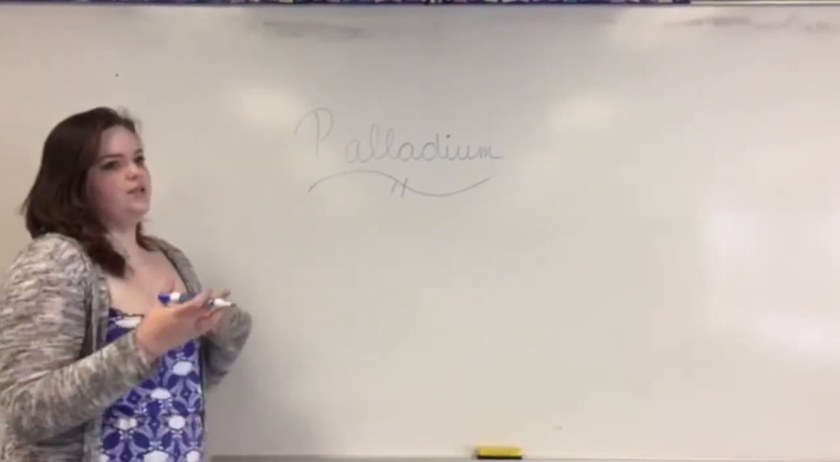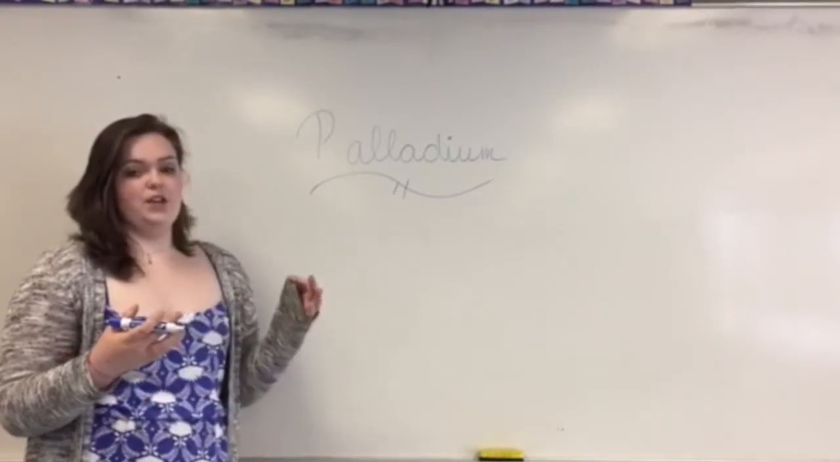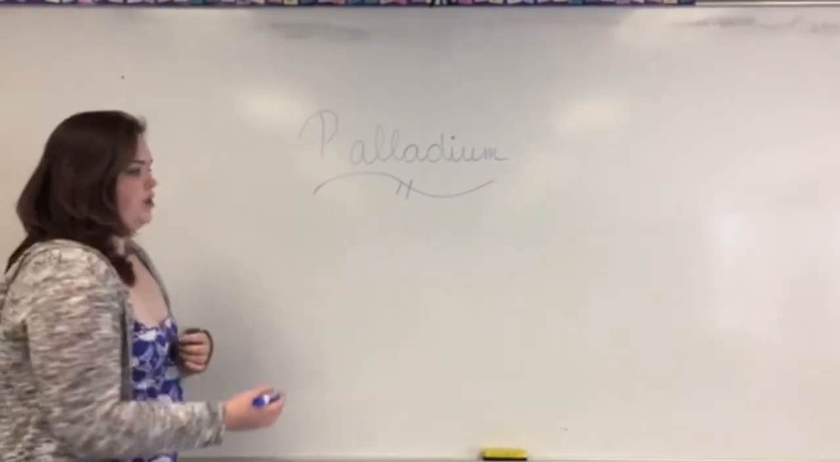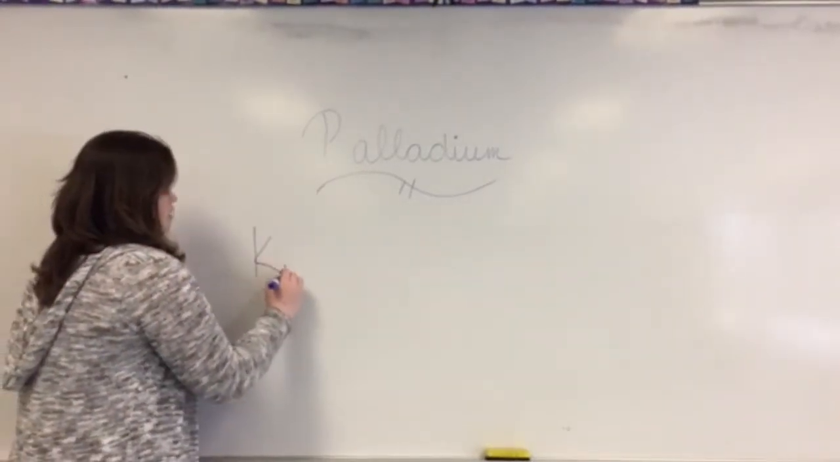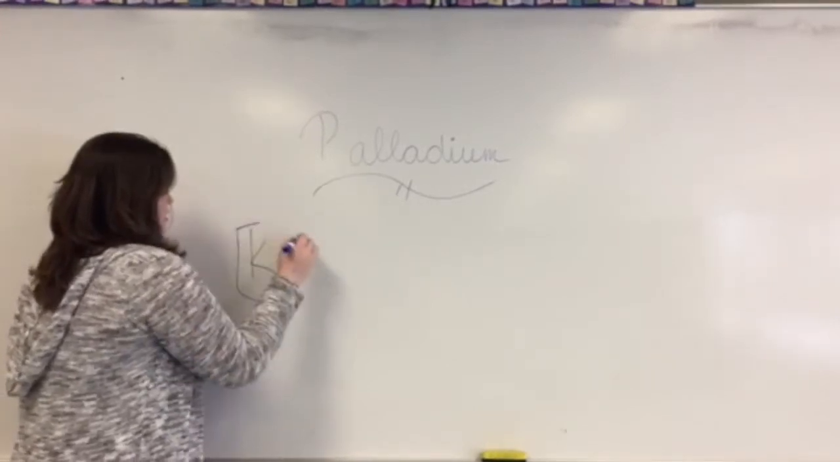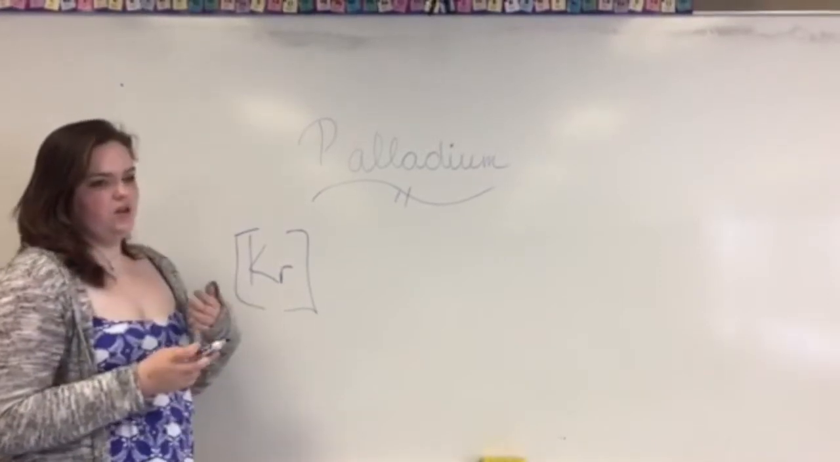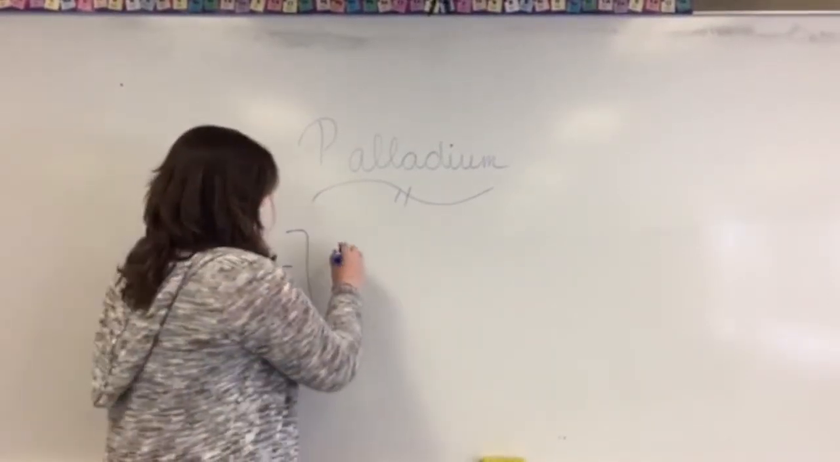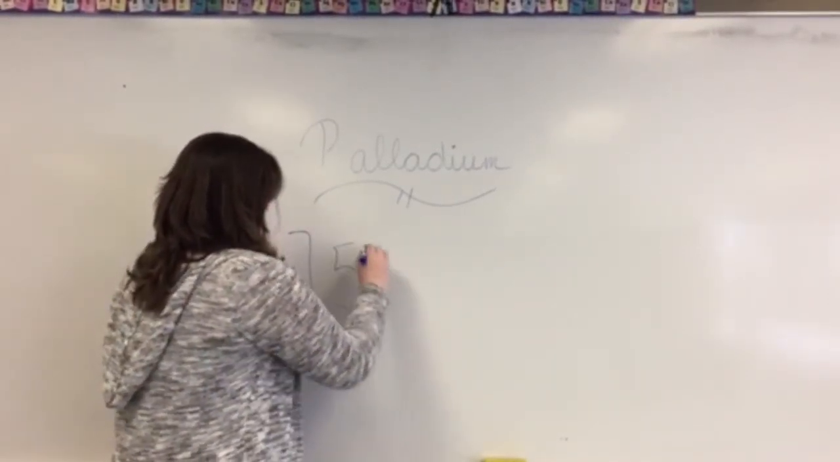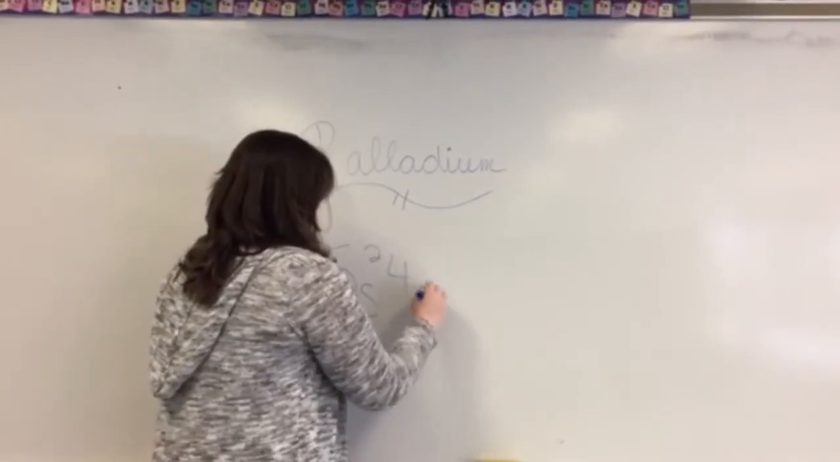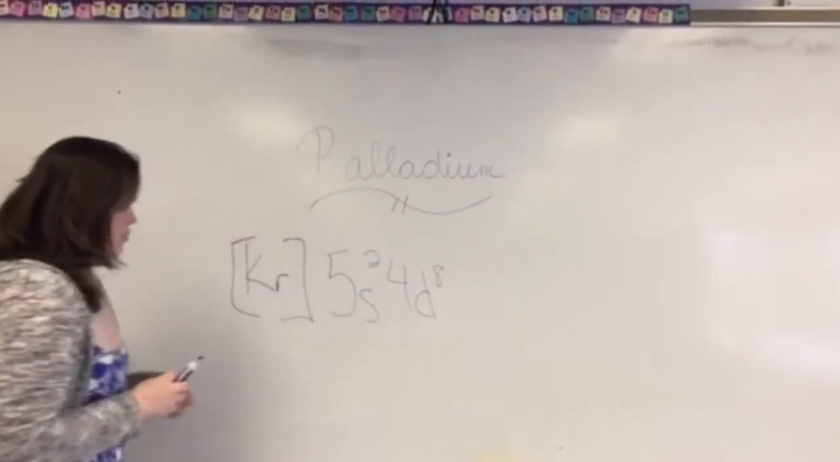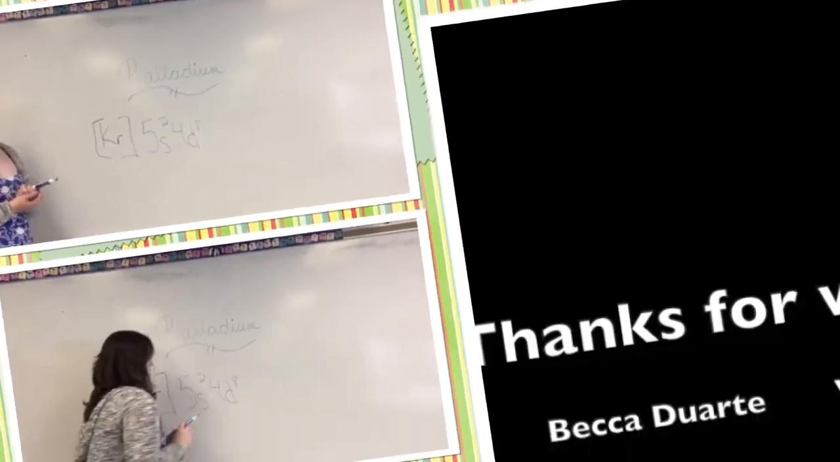So what you're going to do is find the noble gas in the period above it. And in this example, it's krypton. So you're going to write krypton in square brackets. So that's what you do with the noble gas. And then continue to go on with your electron configuration from here. So 5s2, 4d8, and that would be the noble gas electron configuration of palladium.